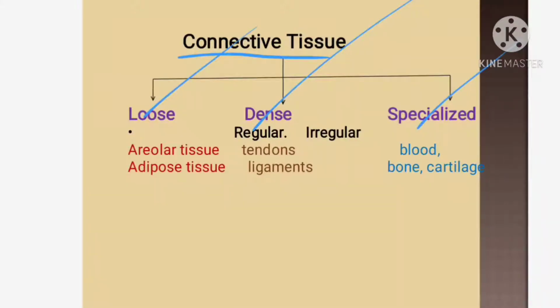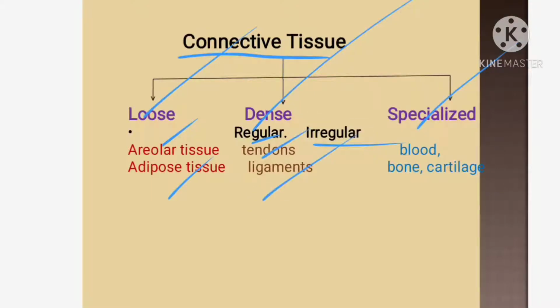Now this loose connective tissue is of two types. What are they? One is areolar and another one is adipose. Areolar and adipose. The second, dense connective tissue, is of two types. What are they? One is regular and another one is irregular. Under regular you have two more types. What are they? One is tendons and another one is ligaments.